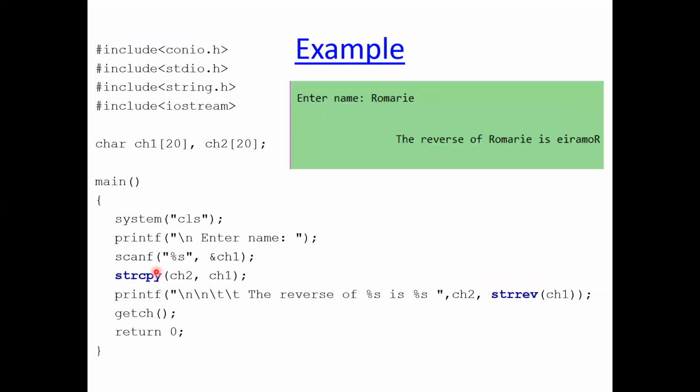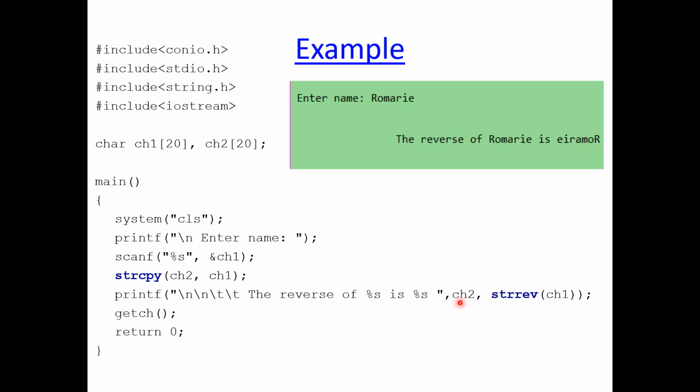And then I have here an example using string copy and string reverse. After entering the value for ch1, I copied the content of ch1 to ch2. And then in the printing process, I have here two control strings. The first %s is referring to ch2, and the second control string here is referring to the string reverse of ch1. Why do you think that I didn't use ch1 here and then string reverse ch1?